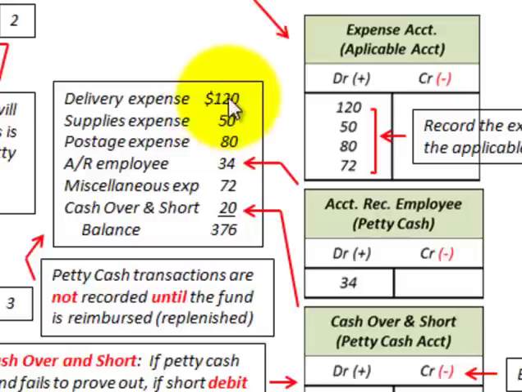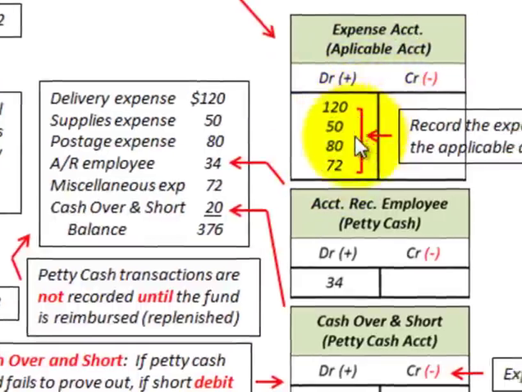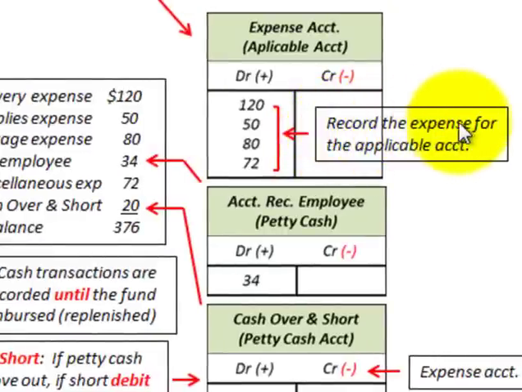So we had some delivery expenses for $120, some supplies expenses for $50, some postage expenses for $80, and then we also had some miscellaneous expenses for $72. So we go over here and we would actually be recording this as an expense account on our income statement, the $120, the $50, the $80, and the $72. What we would do is record them to the expense for the applicable account. We'd probably have an account set up for each one of these, but I'm just throwing them all into one expense account here. We'd have to record that here.